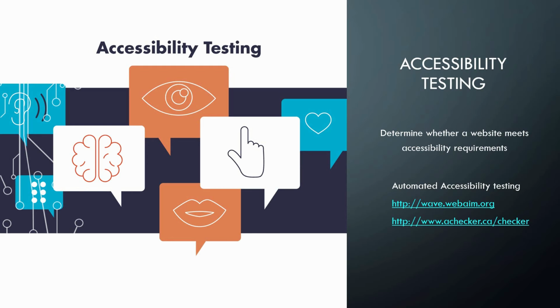Next, you need to make sure that you consider accessibility testing. To determine whether a website meets accessibility requirements, you can visit the two links below. At these two websites, you can place a link and have them give you feedback on whether or not it's accessible. You can also find these two links under the resources category.